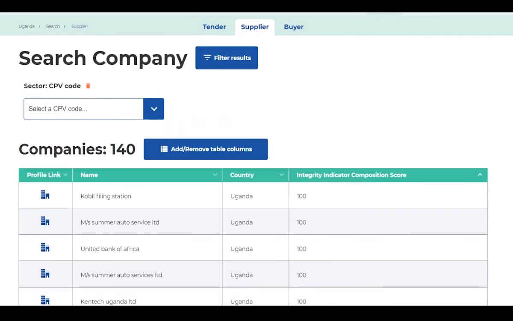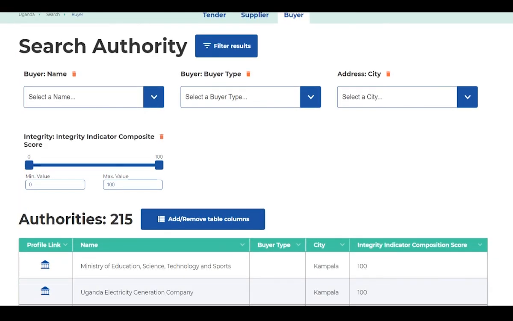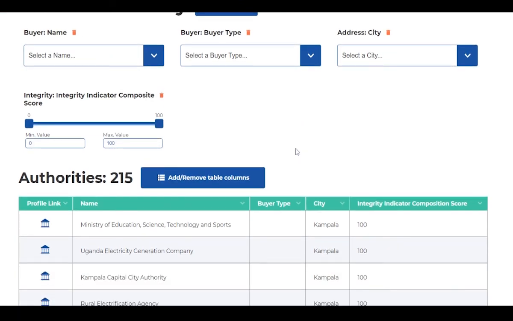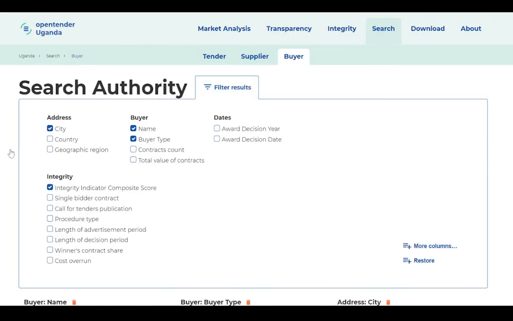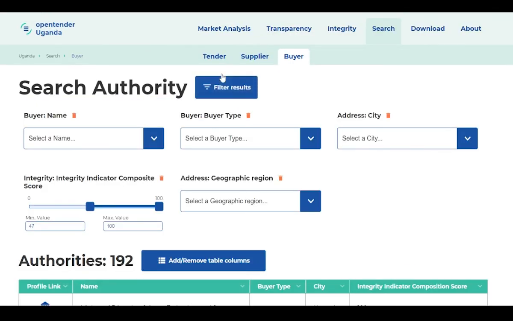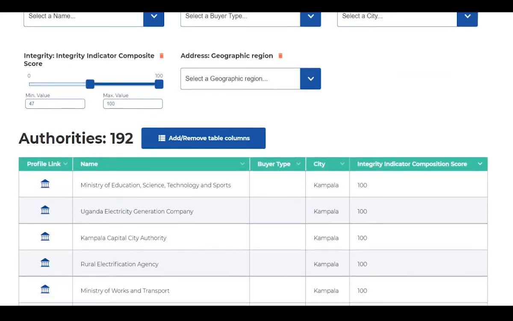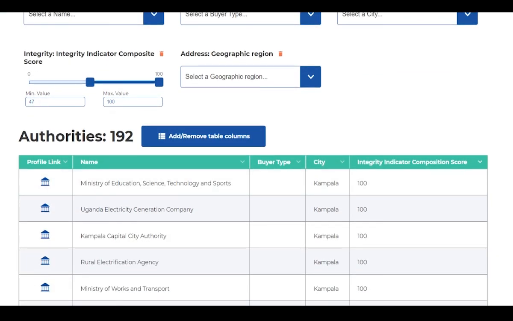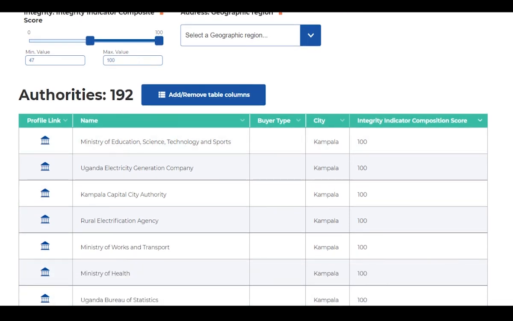The same thing applies for finding high-risk buyers. You might, for example, filter for buyers that procure contracts with total volume above a certain threshold, or the ones based in a particular city or region. And again, you can rank them by their integrity score. A high score indicates high integrity. So we can find the buyers who are spending money in the least and most risky ways.